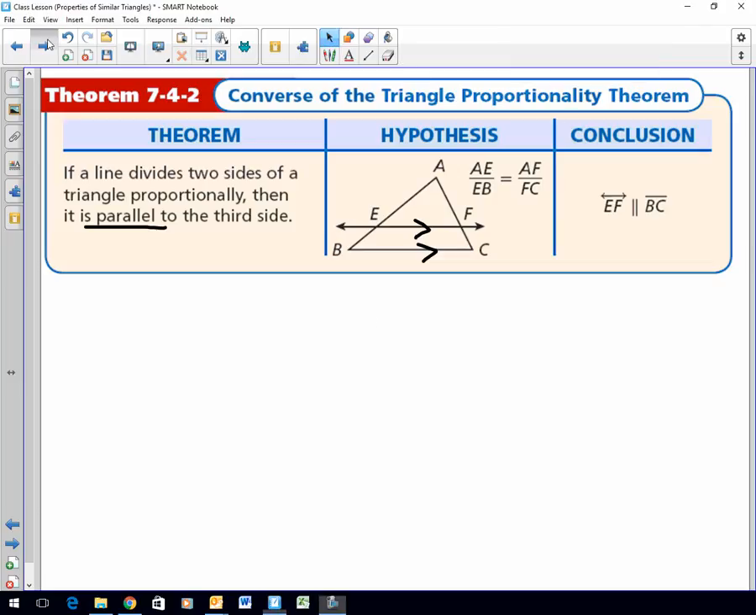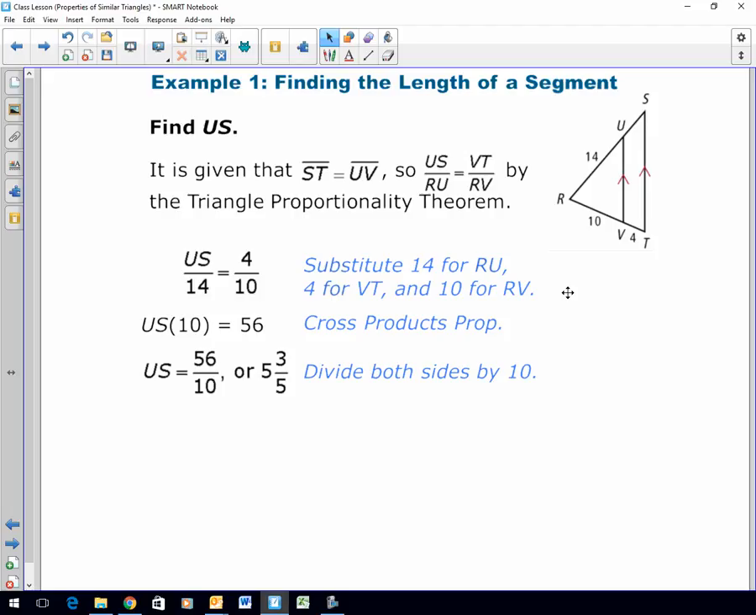Let's look at what this means. If I give you that ST is parallel to UV, here's what that means. That means that SU over UR has to be equal to TV over VR. Those sides are proportional. The parallel lines create proportional side lengths.